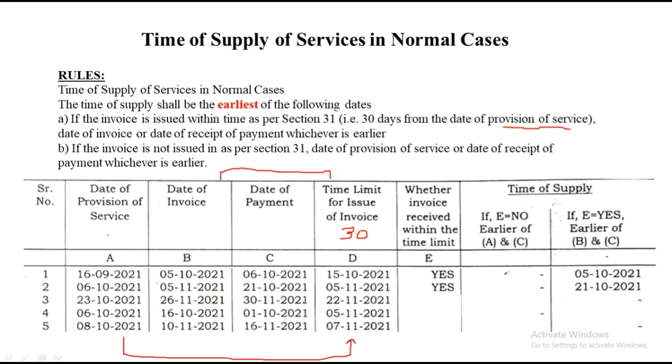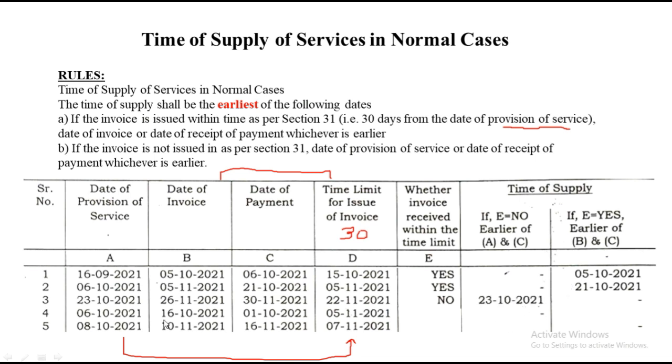Next, 26th November and 22nd November. 22nd was the limit. The invoice has crossed the limit, so it is not within the time limit. No. So if it is not, then the rule is date of provision and payment, whichever is earlier. So A and C comparison. Okay, so the invoice is not within the time limit. So if it is not, then it will be date of provision and date of payment. So 20th October and 30th November. October is the earlier date, so my answer will be 23rd October.